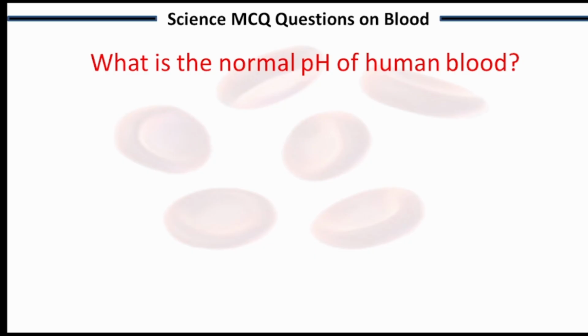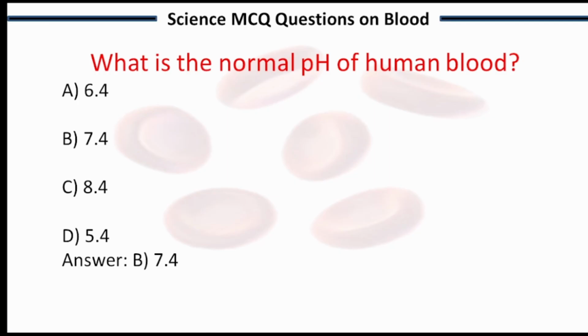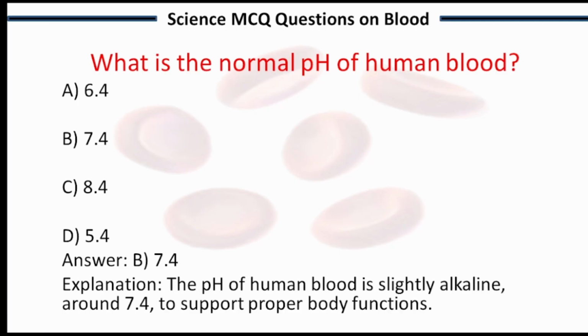What is the normal pH of human blood? Option A 6.4, option B 7.4, option C 8.4, option D 5.4. The normal pH value of human blood is 7.4.